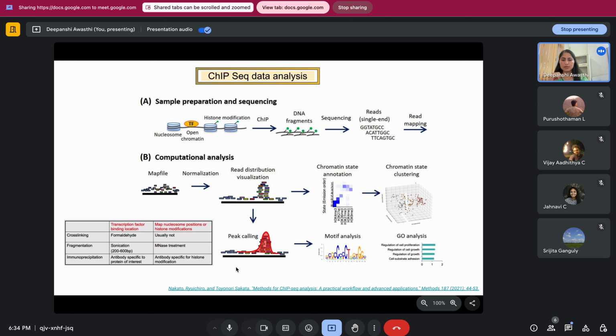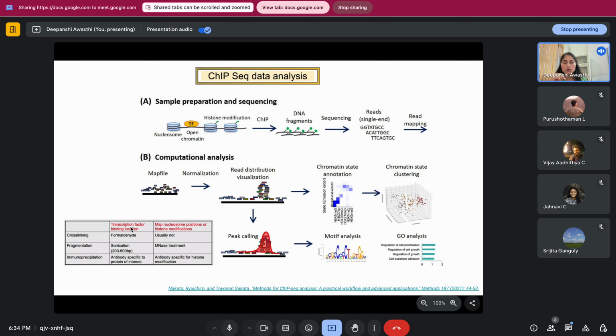And there is another paper where they have mentioned it very clearly, so I have attached it. In that they have mentioned how the sample is prepared. In this case they have given the example of both the modifications. You can study the histone DNA binding sites as well as the transcription factor and DNA binding site. Both those things you can study. So let's look at this table.